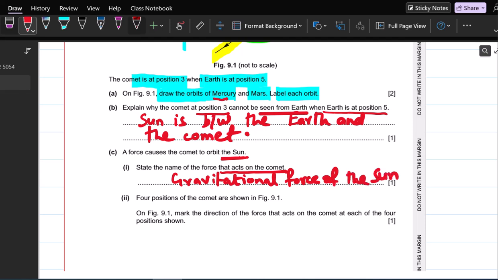So four positions of the comet are shown in figure 9.1. On figure 9.1, mark the direction of the force that acts on the comet at each of the four positions. So four positions we have to mark here. You have to go to the diagram.